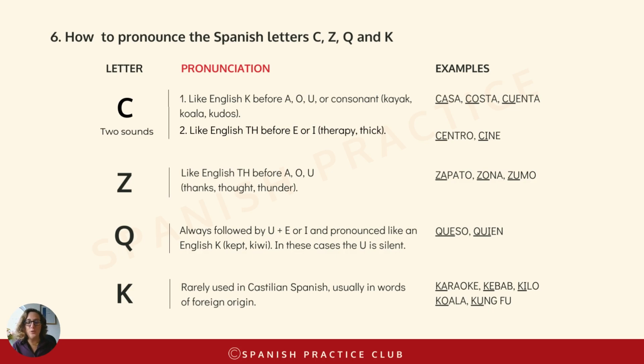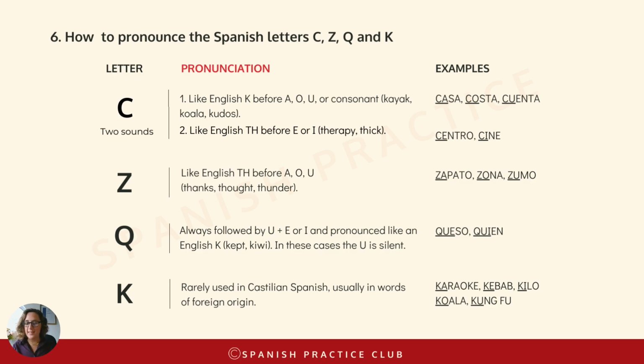We do not say queso or quien with a U sound. Those words do not exist, so the U is always silent. These are the two groups of letters, QUE and QUI, where the U is silent and the sound is like your English K in kept or kiwi. Queso, quien.